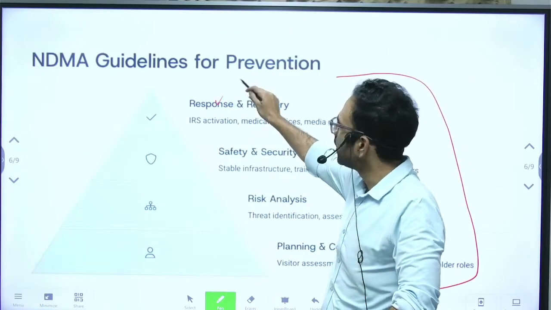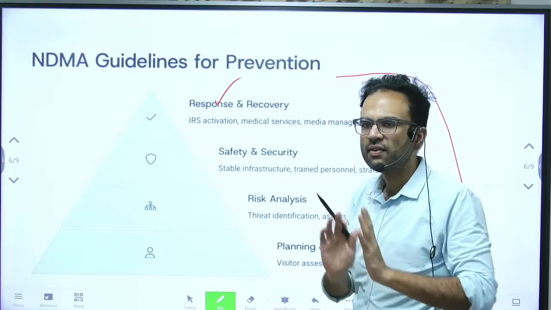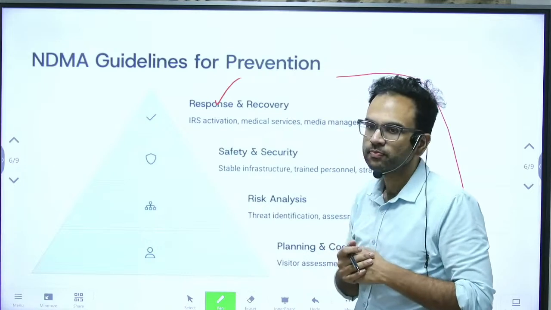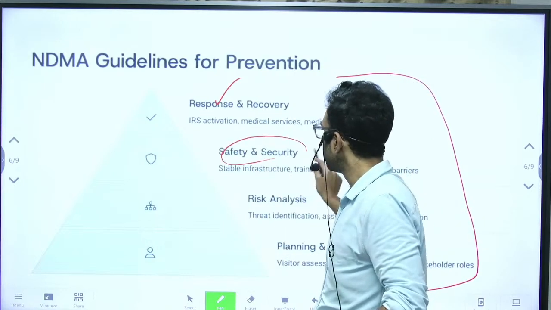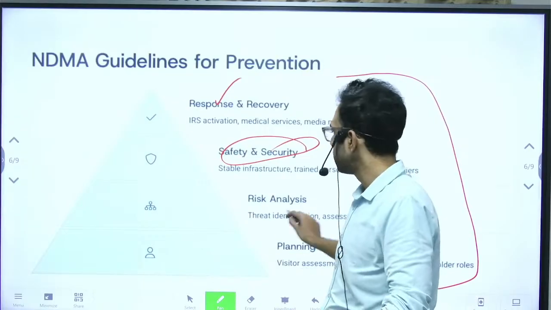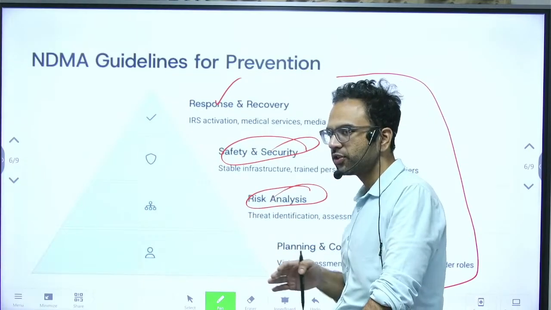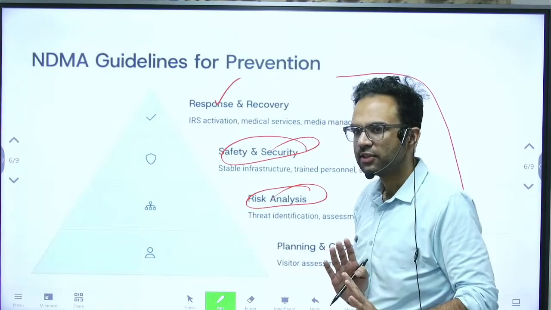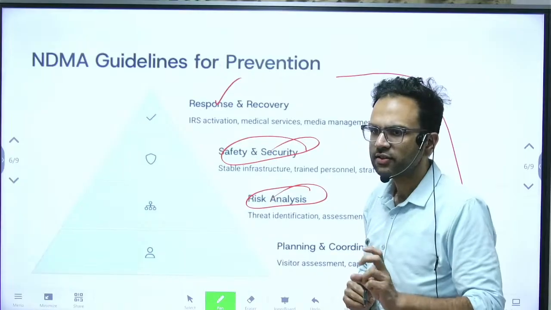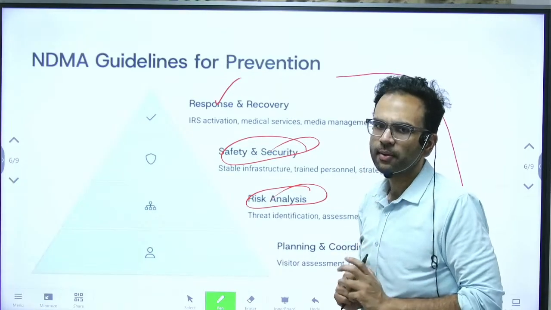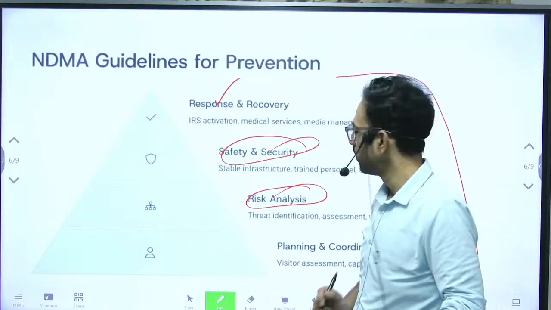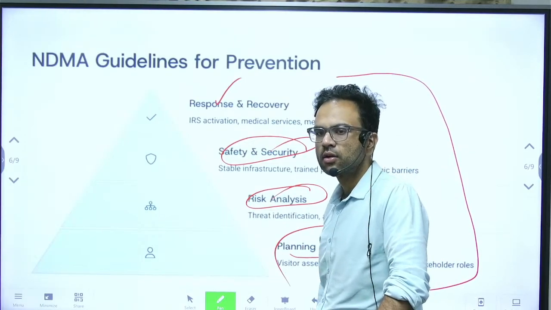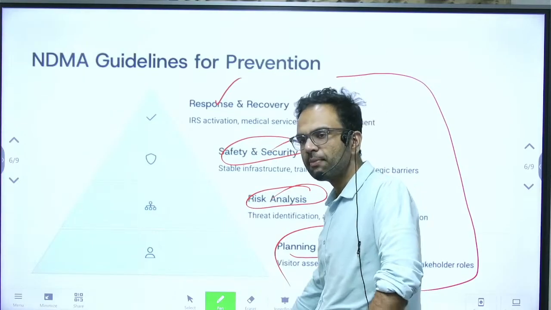First set is whenever a stampede happens, the first priority should be, what is your kind of response? What are the safety mechanisms that you are taking? After that, what is the risk analysis of that situation? Or even before that, you can carry out as a preventive measure a risk analysis of that particular infrastructure element. Is it safe enough or not? And finally, how will you plan and coordinate for future events so that stampedes don't occur?